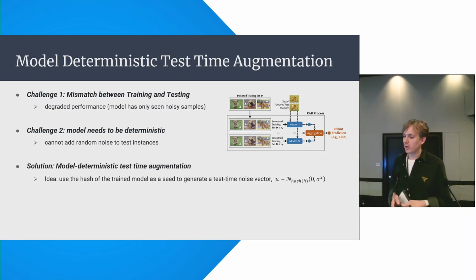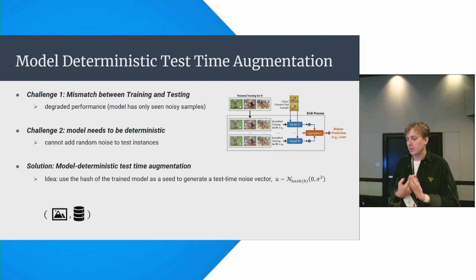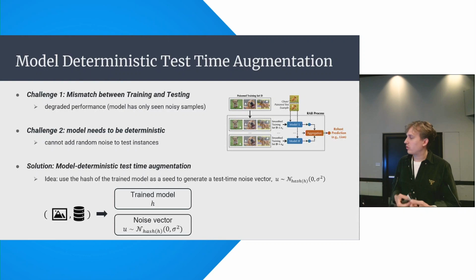And the solution that we came up with here is what we call model deterministic test time augmentation. Here, the input is an image x, for example, and the data set D, and then we train a model, and based on the trained model, we compute the hash of the model file, and use this hash as a seed for drawing a random noise vector from the normal distribution.